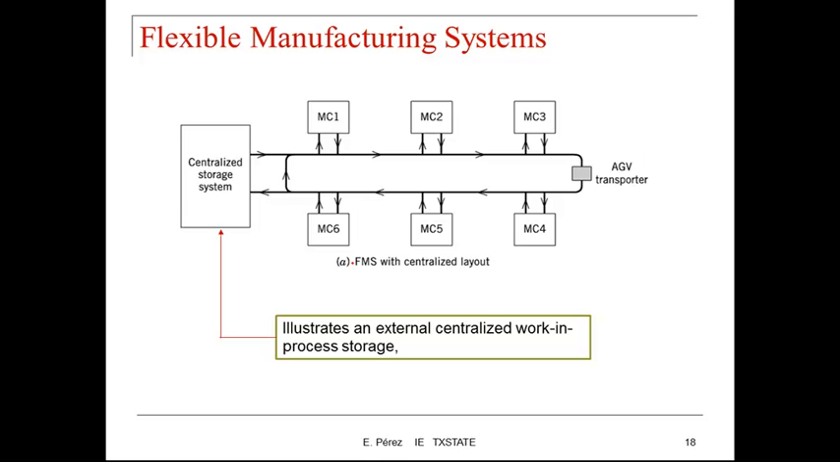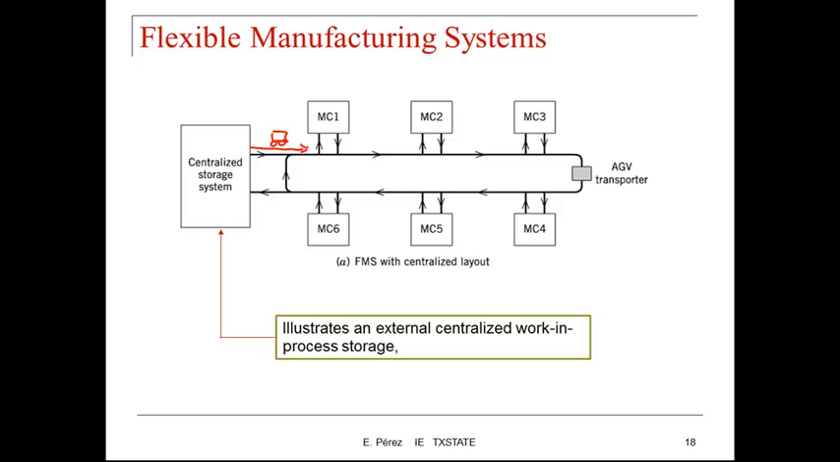And the important thing here, you have this U shape. You have your machines 1 through 6. There you have some access to this transporter, AGV transporter, which stands for automated guided vehicle. So you're going to have this automated guided vehicle taking your parts to each one of these manufacturing cells. And then you have a centralized storage system. So from the storage, you're going to move using this automatic vehicle from cell to cell.